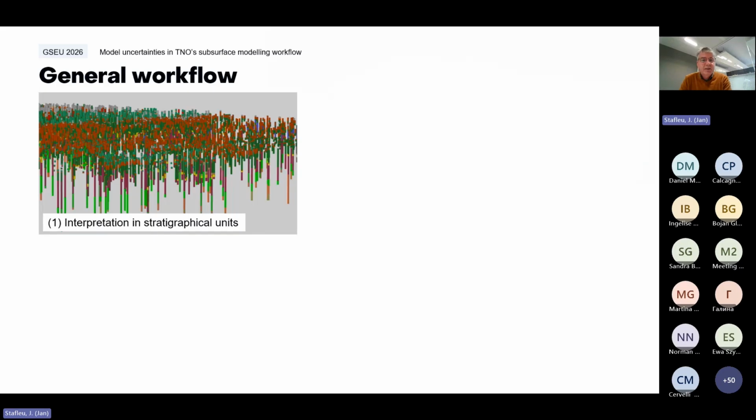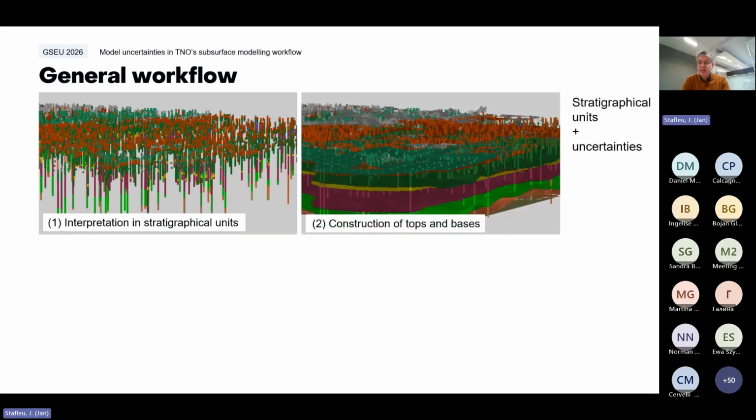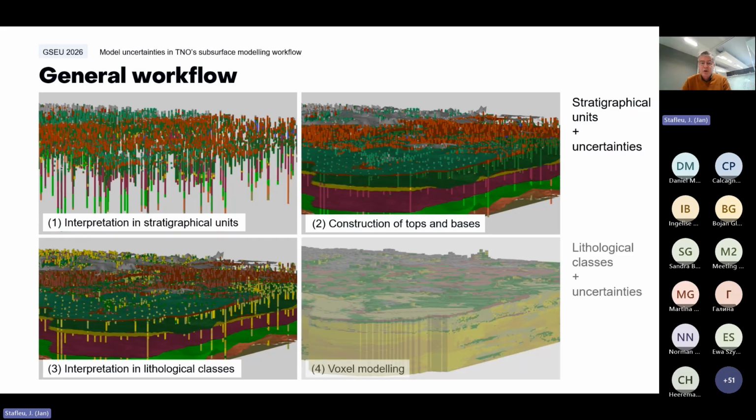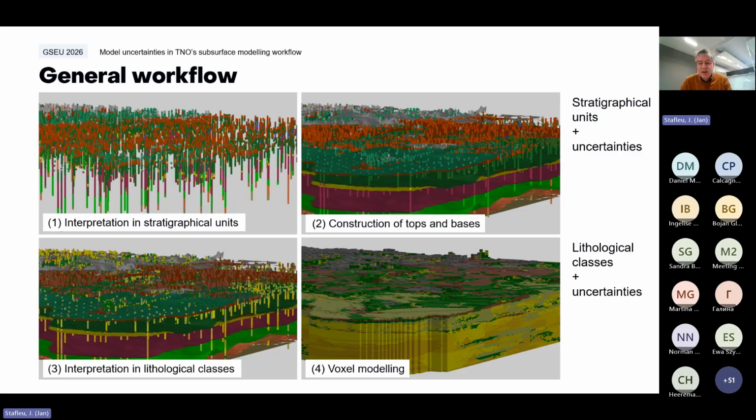So the general workflow to create these models is that we start with a large data set of boreholes which we interpret in terms of stratigraphy. And then for the layer-based models, we construct tops and bases using two-dimensional interpolation techniques. And basically, this is already the endpoint for the layer-based models, DGM and REGIS. But for the voxel model GEOTOP, we return to our boreholes, classify them in terms of lithological classes, and then model lithologies or lithological classes within the framework of the stratigraphical layers. So we have an estimate of lithology in the upper 50 meters of the subsurface.